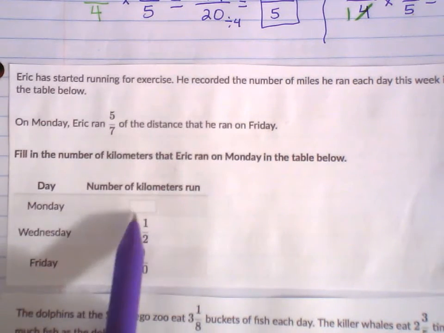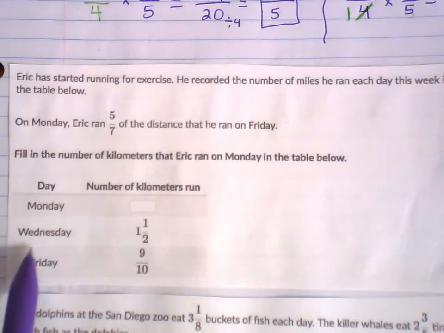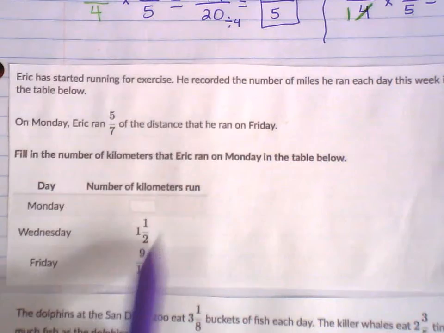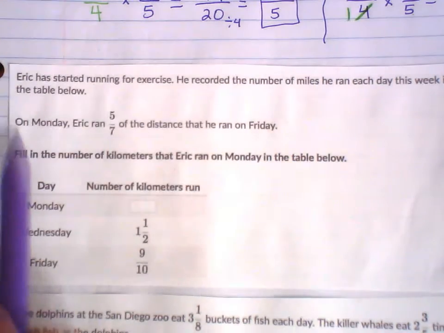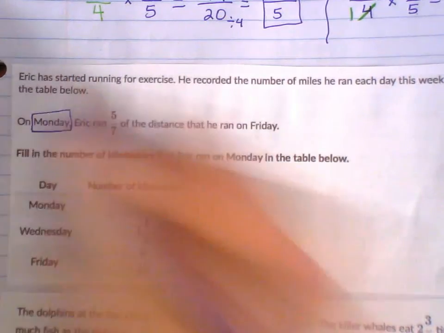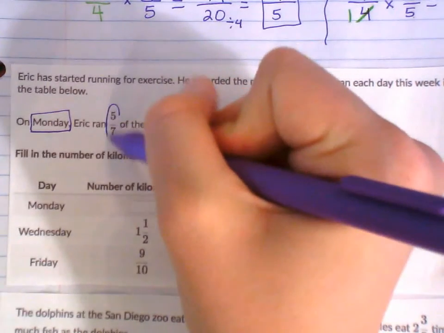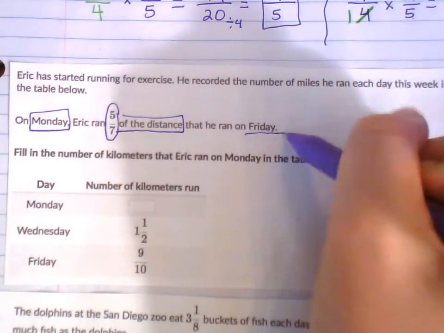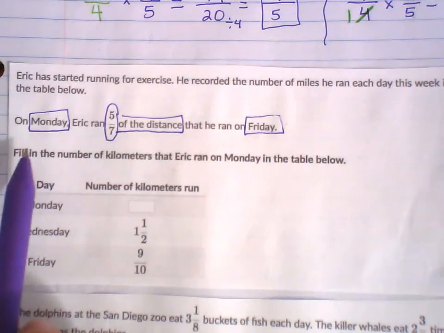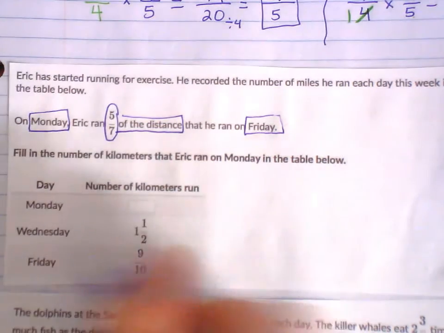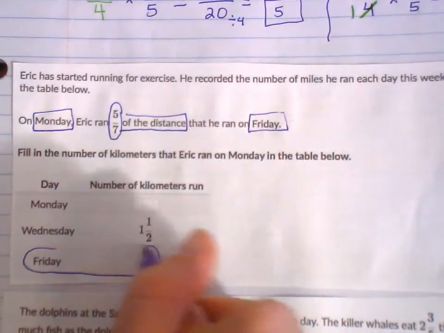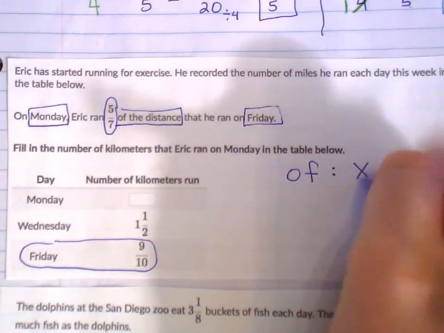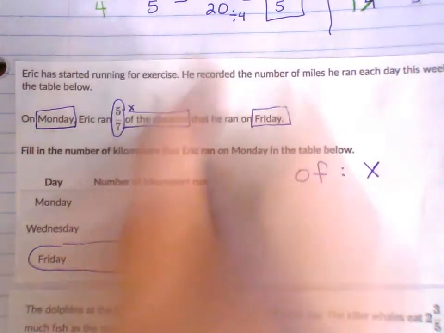Okay, so Monday, we don't know how much he ran. Wednesday, he ran 1.5 kilometers. Friday, he ran 9/10 of a kilometer. Okay? On Monday, Eric ran 5/7 of the distance that he ran on Friday. So on Monday, he ran 5/7 of the distance he ran on Friday. So it is important to know that of means multiply. This word of, that means multiply.